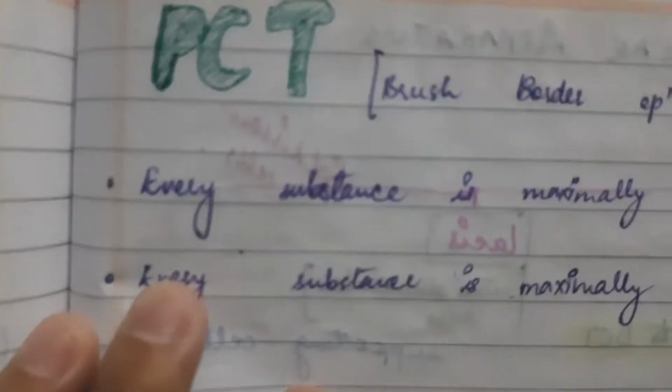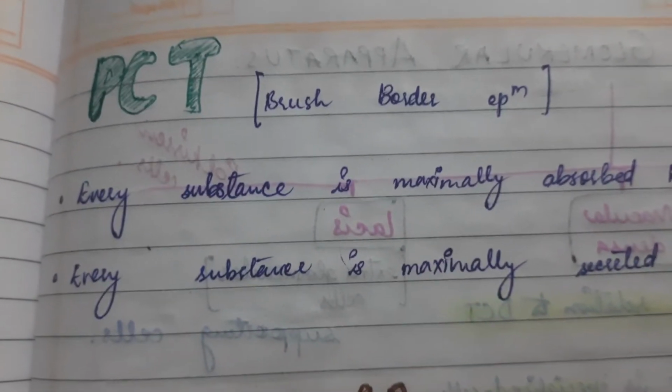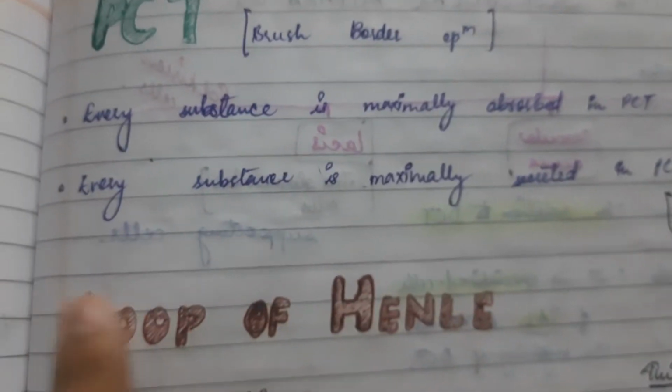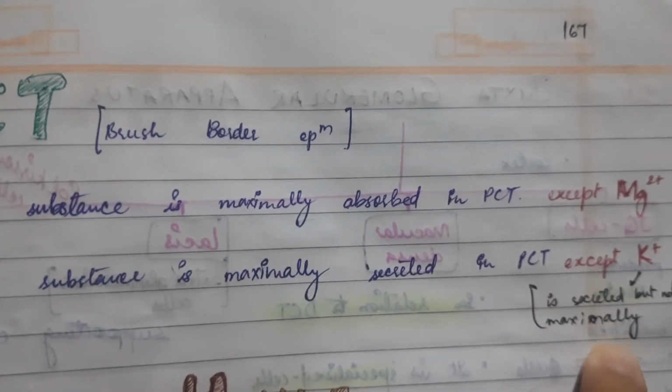Now PCT, brush border epithelium. In Bowman's capsule there are squamous cells, and in the proximal convoluted tubule the brush border epithelium is present. Every substance is maximally absorbed in PCT except magnesium. Every substance is maximally secreted in PCT except potassium, which is secreted but not maximally.